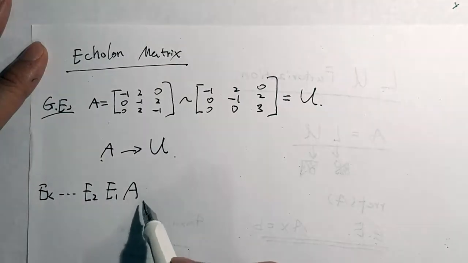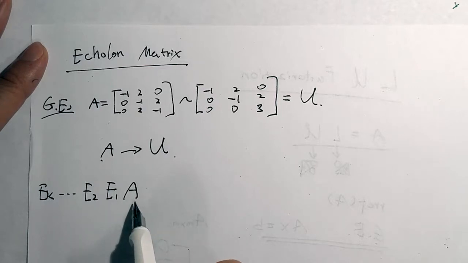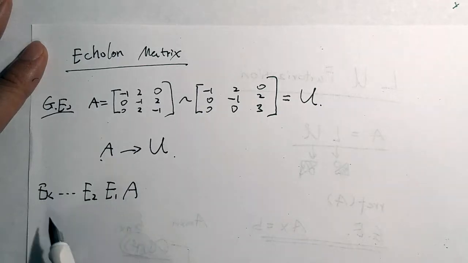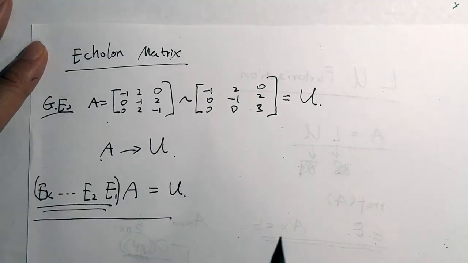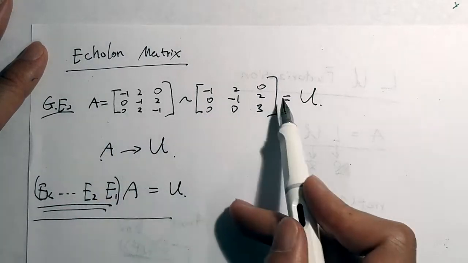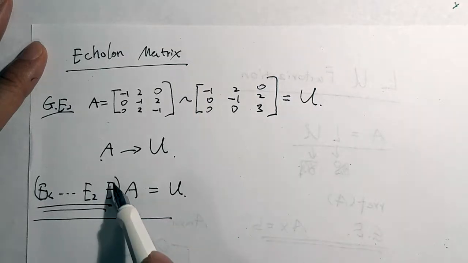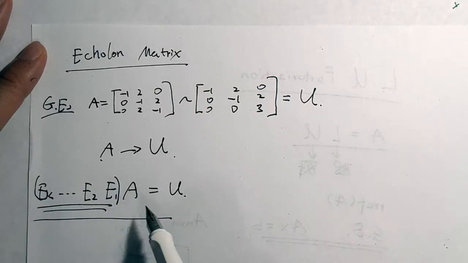So I have an A, and then multiply by E1, E2, and so on, some order of echelon matrices, and I want it to get me U. So what I'm doing right now is encoding this Gaussian forward elimination step by a few matrix multiplications.